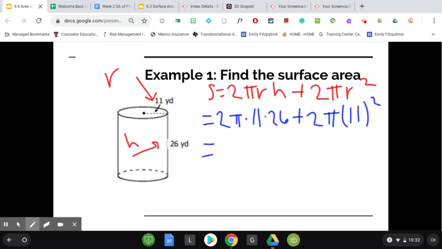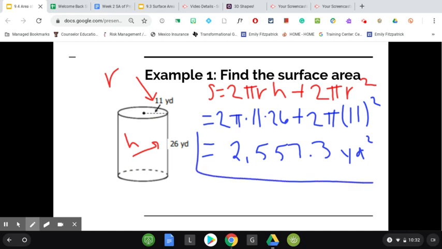I typed this into my calculator already, and I got 2,557.3. And this is yards squared since it's area, but the unit of measure doesn't matter. Remember, when you're doing your practice, just type in the number, not the unit of measure, because then it'll count it wrong. And that's it. So we have one more example, and then that'll bring us to the end of the video.